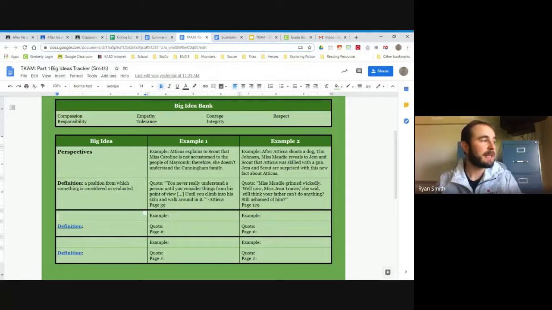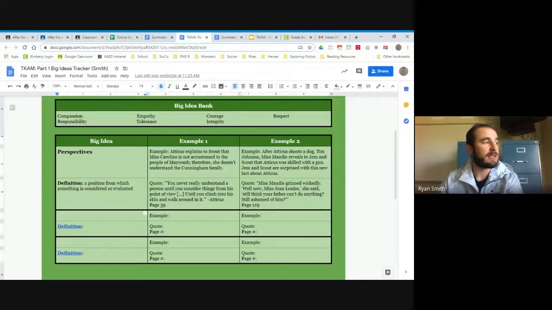A definition of perspectives is a position from which something is considered or evaluated. So kind of point of view almost, right? And then we have two examples, written in our own words, examples that show up in the book that we think make sense. So Atticus explains to Scout that Miss Caroline's not accustomed to the people of Maycomb, therefore she doesn't understand the Cunningham family. And that's a chapter that we read, chapter 3. So that's something that you could look at.